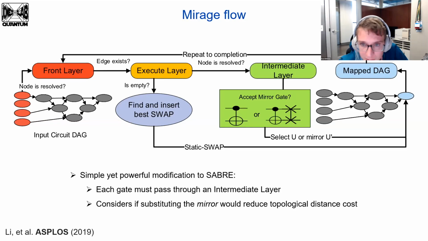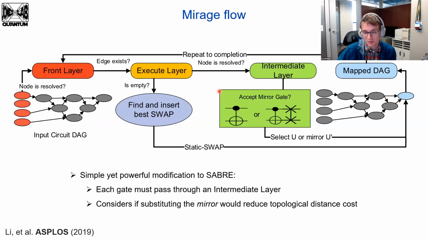But we're adding a new layer, the intermediate layer, that takes every gate that leaves the execute layer and now considers whether or not we should use the mirror of that gate. The idea is simply, since these don't change the decomposition costs, all we have to ask ourselves is, does this improve the topological cost, which is the same cost function that the insert best swap subroutine uses? Is it a swap that will make me... does it move gates that need to play in the future closer together?